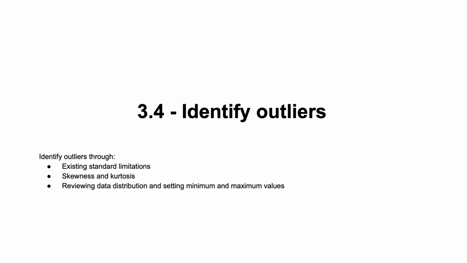There are many techniques to identify outliers. We will use a combination of the following three items: existing standard limit values, skewness and kurtosis, and looking at data distribution and setting min-max. Let's talk about all three and then we'll go to some videos.